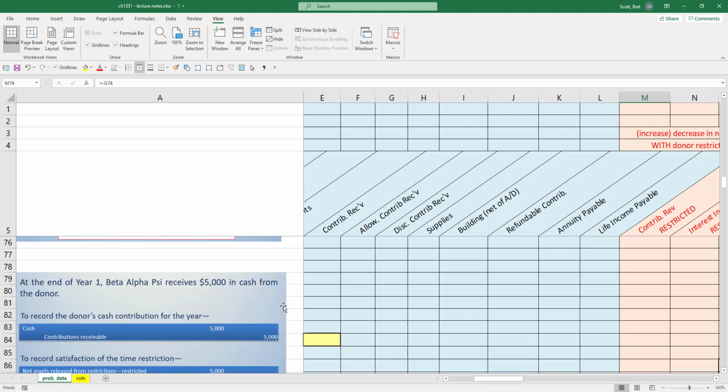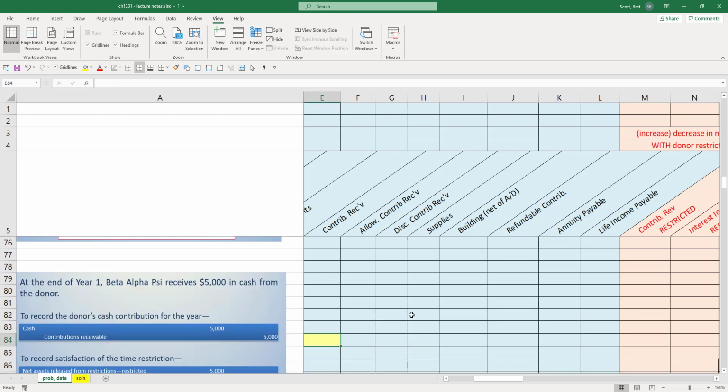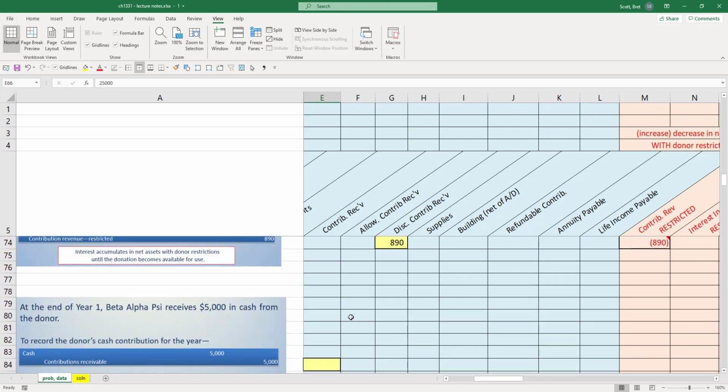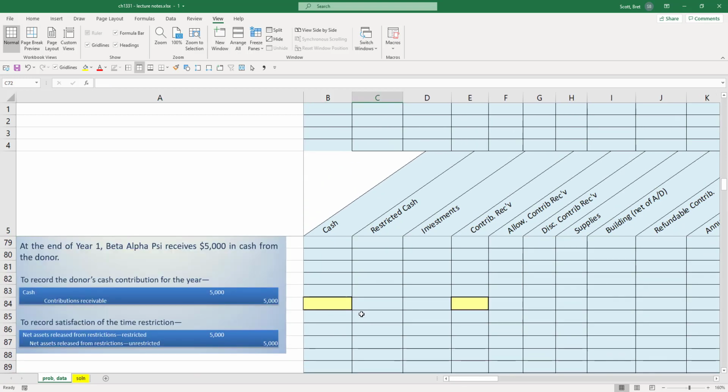In the next journal entry, we say, hey, look, we actually have received the cash contribution of $5,000. So up above, we were promised $25,000. We actually received $5,000 in cash. So what we can do is go over to our cash column. Cash received was $5,000, which means the overall contribution receivable can go down $5,000. That's the gross amount. But what does that mean from an accounting standpoint?